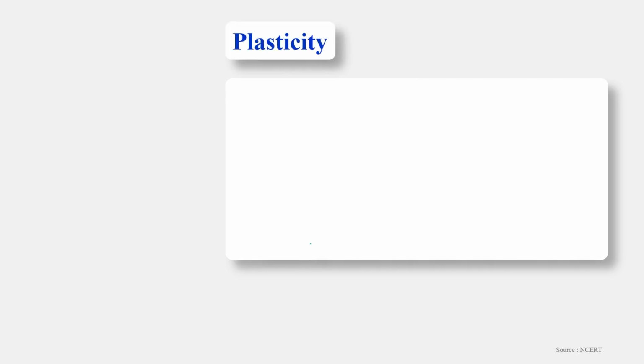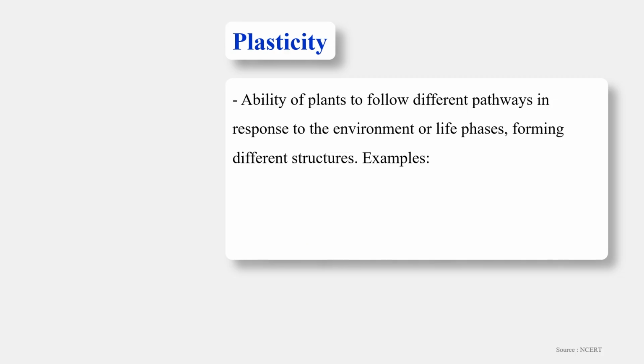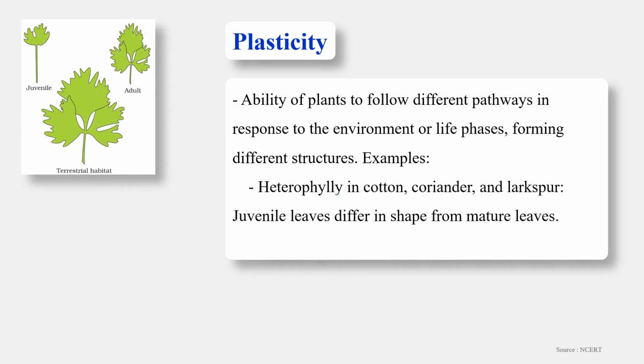Now, a term related to plasticity. The plasticity term we also discuss over here. It is also related to this particular topic. So what is plasticity? Plasticity is the ability of a plant to follow different pathways in response to environment or life phases, forming different structures, like heterophylly in cotton, coriander, and larkspur. Juvenile leaves differ in shape from the mature leaf.